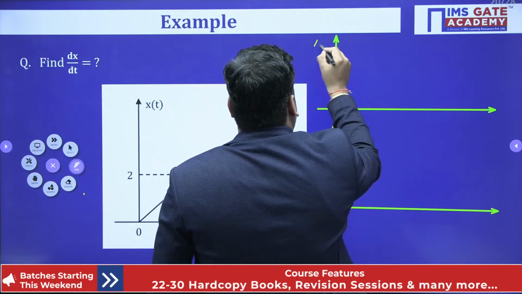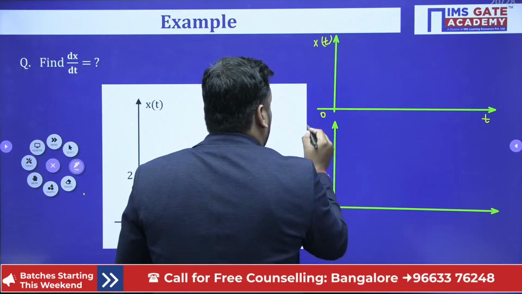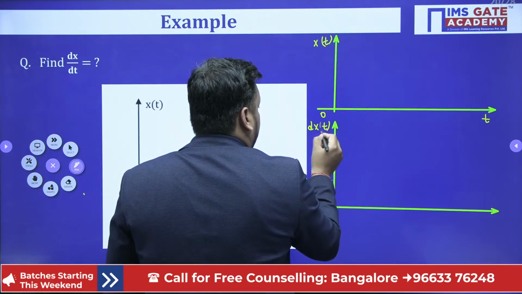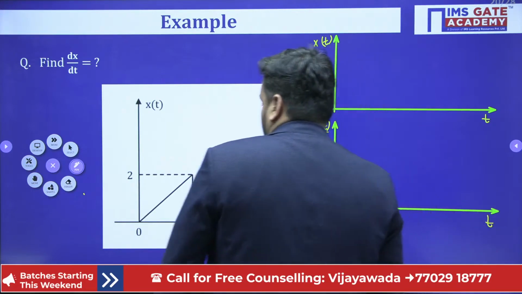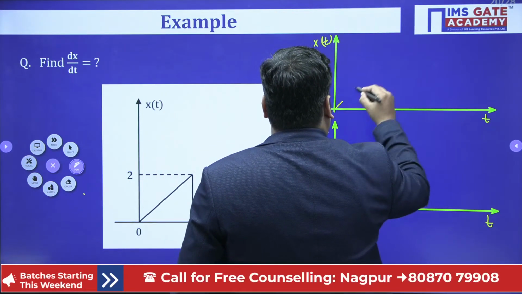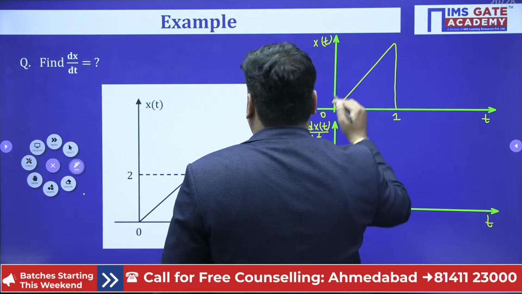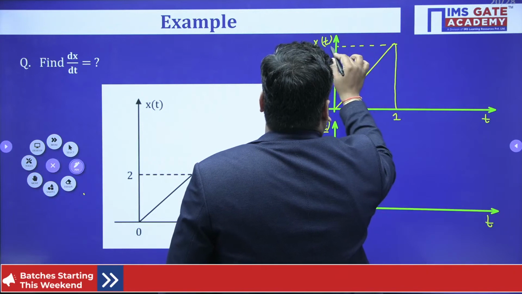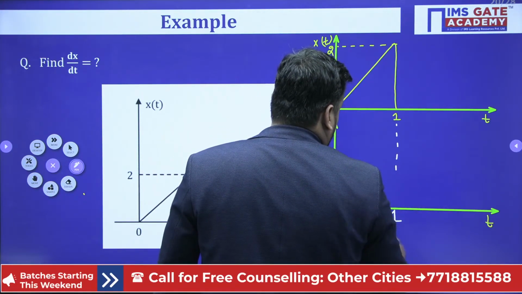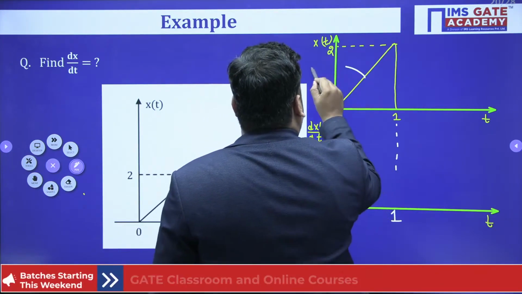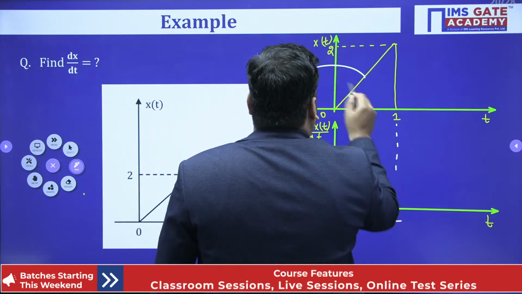So this is my x of t waveform, from 0 to t, and we have to draw dx(t)/dt. The waveform looks like this. It is given 0, 1, 2. Tell me what is the slope of this line. The slope of this line is difference in y upon difference in x, which is 2.